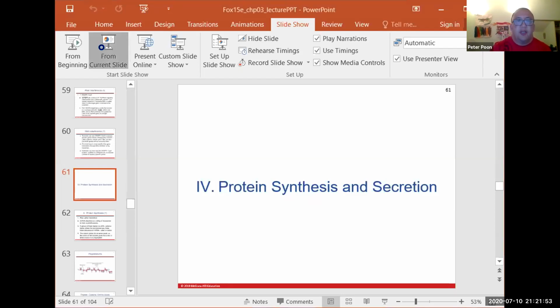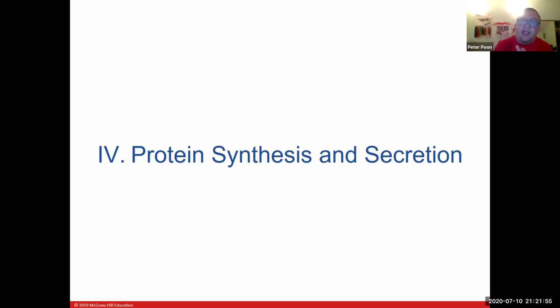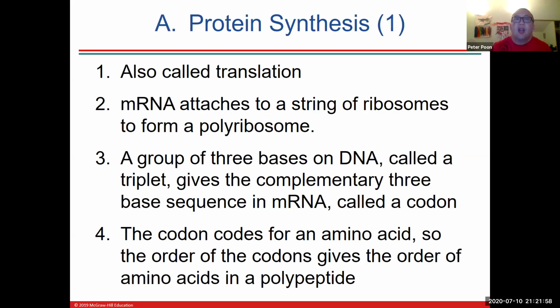From the current slide. All right, protein synthesis and secretion. Protein synthesis is also called translation. In the previous section, we went from DNA to RNA. Now we're going from RNA to protein. This is translation because we're literally translating from the language of nucleotides to the language of amino acids.